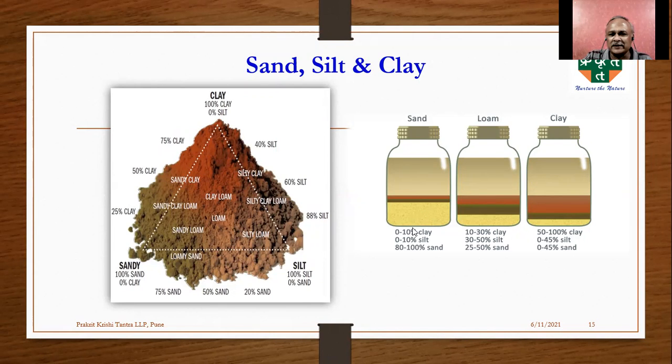And then once it's settled down, you measure the entire height of this, and then separately the height of the sand part, the silt part, and the clay part, and calculate percentage-wise how much is the sand part, how much is the silt part, and how much is the clay part. And accordingly, we will come to know where in this chart your soil comes, which category.